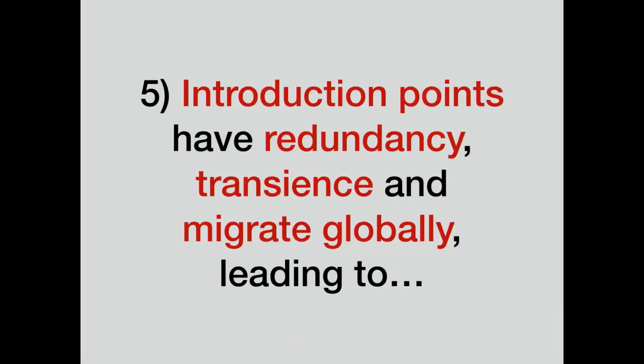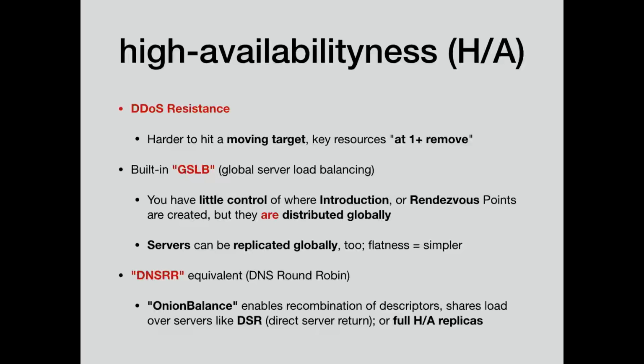Introduction points have all of these qualities: redundancy, transience, and they have global migration. They hop around and they're replicated and all sorts of cool stuff like this, which means that they are highly DDoS resistant. They have a built-in global server load balancing capability and essentially operate on a DNS round-robin principle, which is how Facebook and the New York Times do their load balancing between multiple servers.